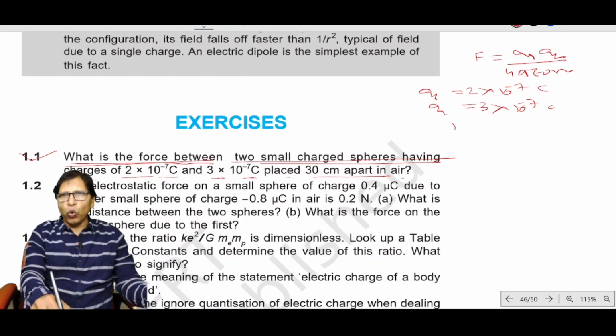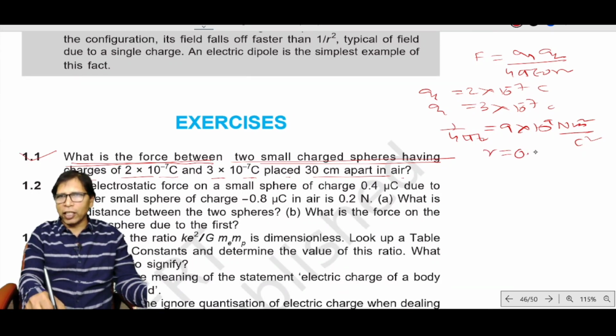Now 1 by 4 pi epsilon naught equals 9 into 10 to the power 9 Newton meter square divided by Coulomb square. And R equals 30 centimeter, so this is 0.3 meter. So F equals 9 into 10 to the power 9, the value of 1 by 4 pi epsilon naught, times Q1, which is 2 into 10 to the power minus 7, times Q2, which is 3 into 10 to the power minus 7, divided by 0.3 whole square.